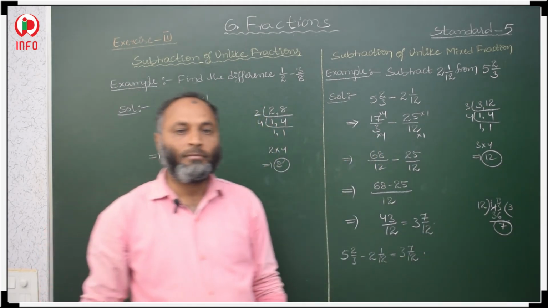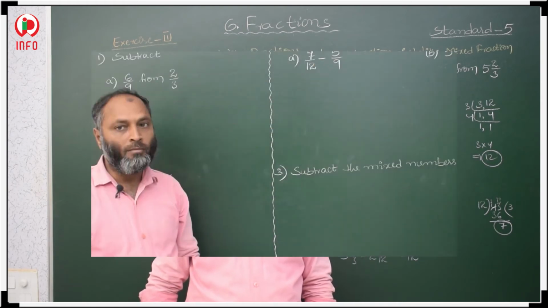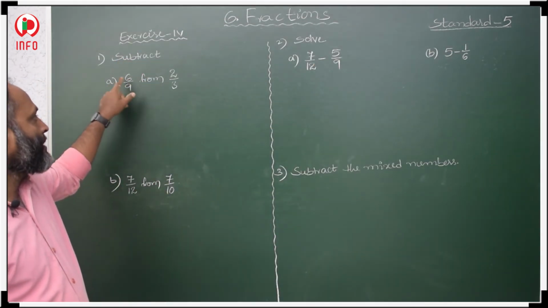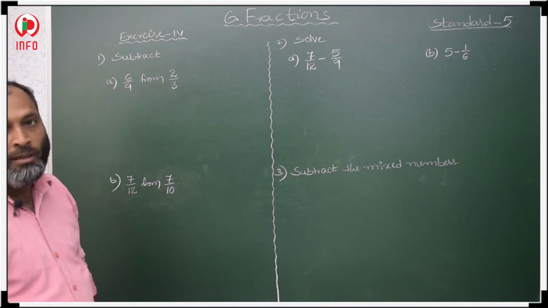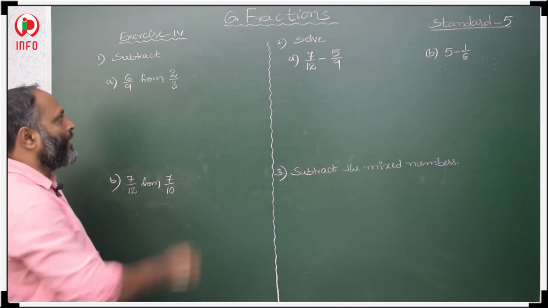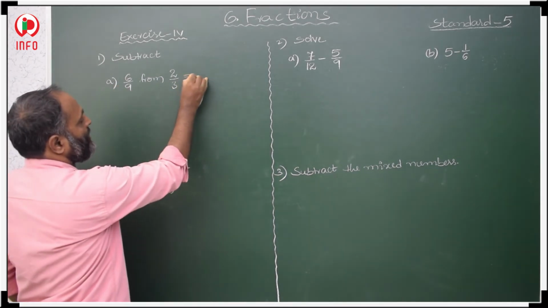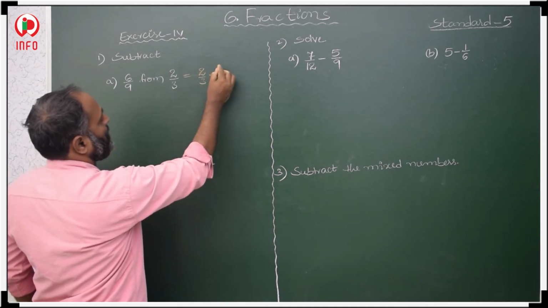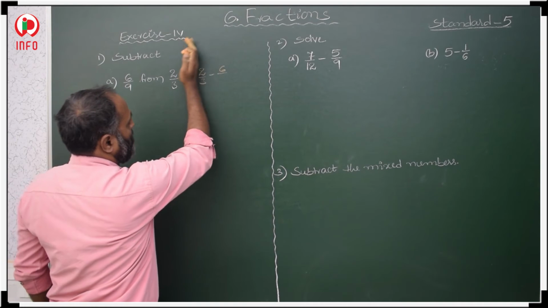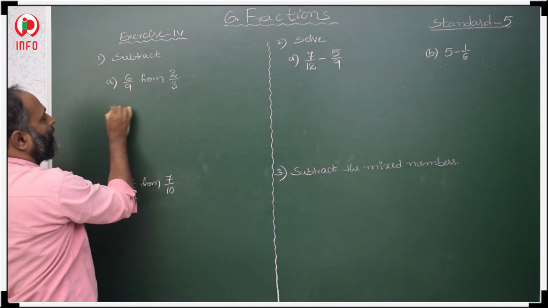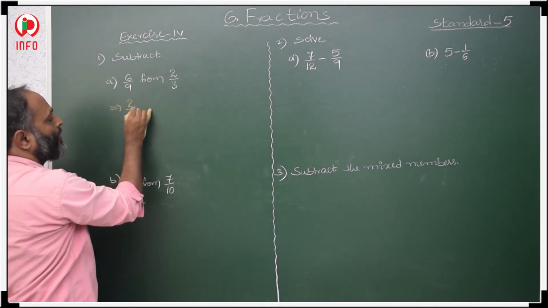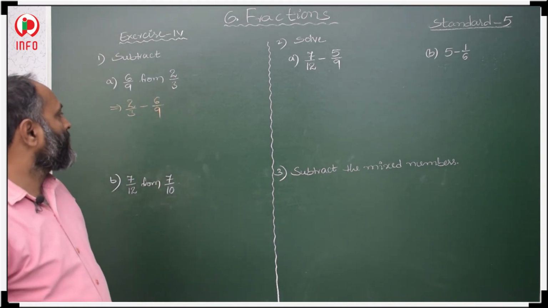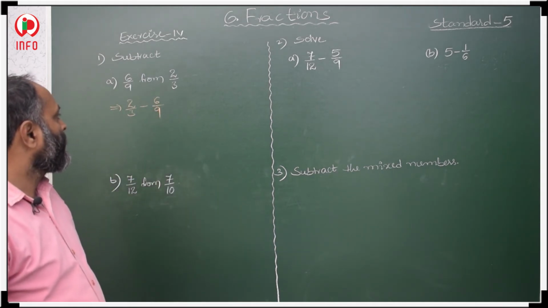Okay. Now in exercise 5, subtract 6 by 9 from 2 by 3. From 2 by 3 means first we have to take 2 by 3, minus 6 by 9. Otherwise you have to take 2 by 3 at the top: 2 by 3 minus 6 by 9.